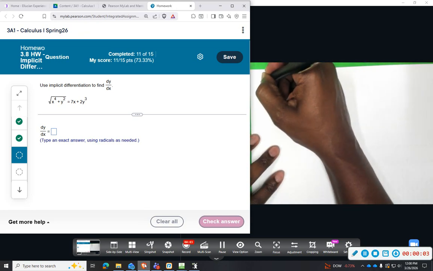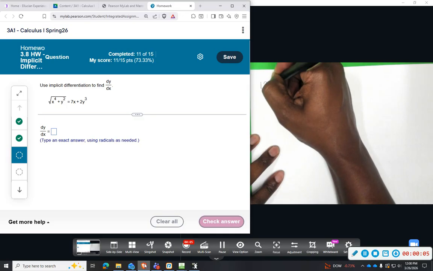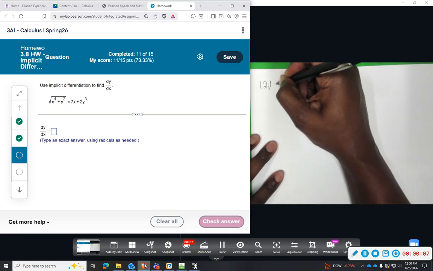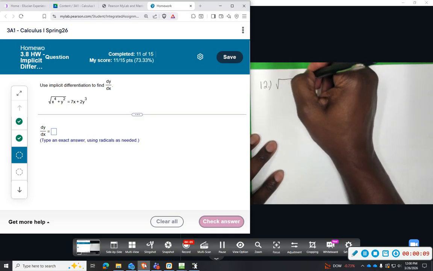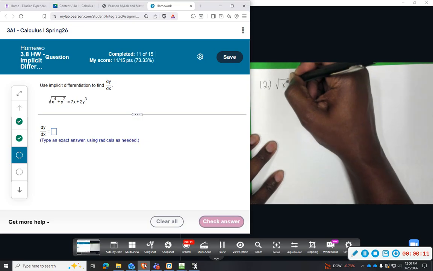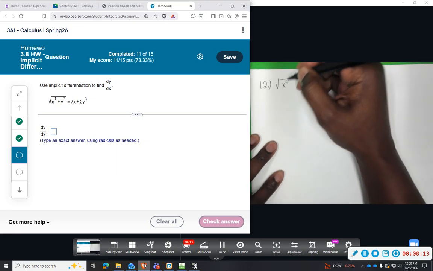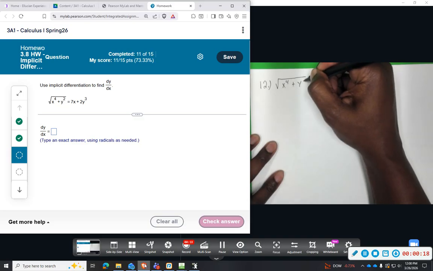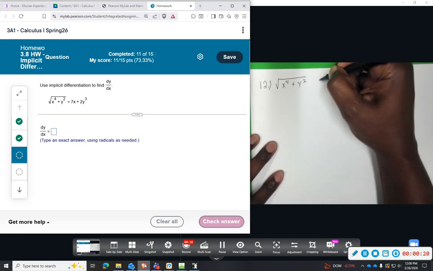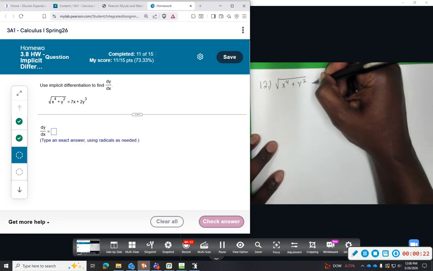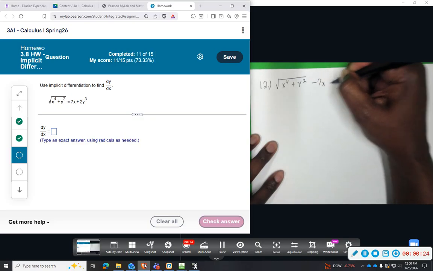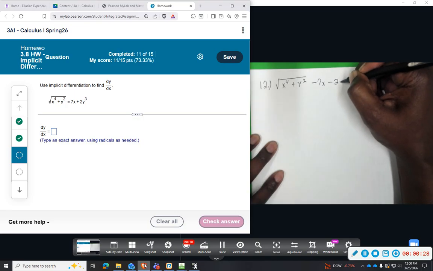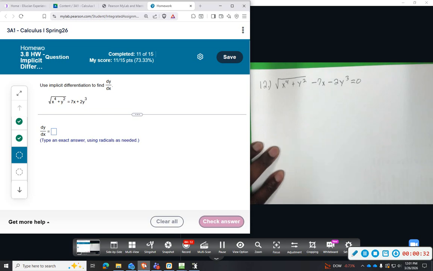Number 12. I'm going to set this equal to 0, so we have the square root of x to the 4th plus y to the 2nd. And then I'm going to subtract the 7x and then subtract the 2y to the 3rd equals 0.